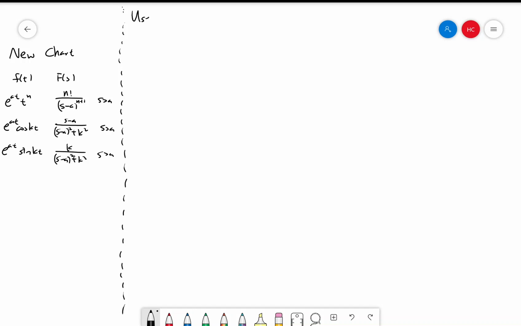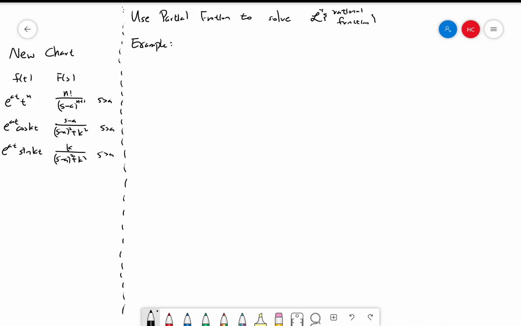Now we have a new chart. We're going to learn how to use the method of partial fractions to solve the inverse Laplace transform of a rational function. Okay, so let's do an example.